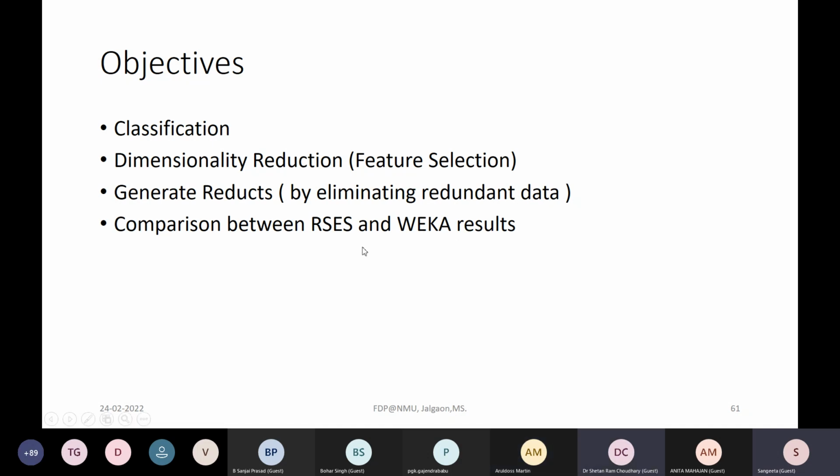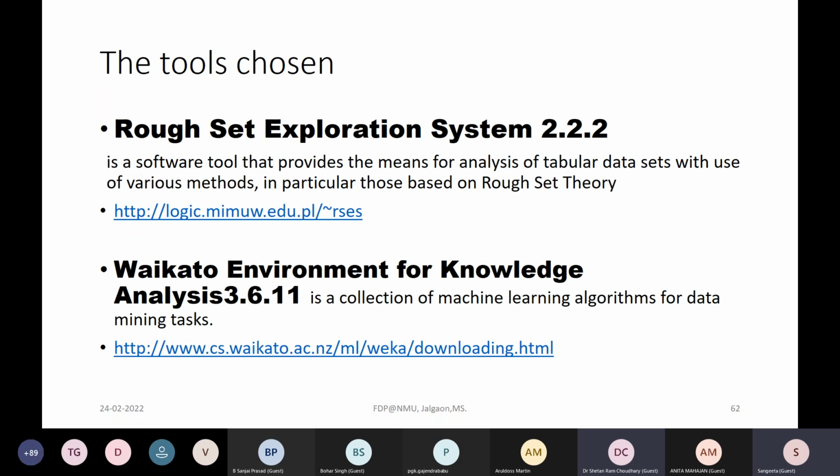So these are the tools, so that we get a comparison to see how much accuracy comes from 2 different tools. RSES is the Rough Set Exploration System, which was done long back, 12 or 13, I think, 14, I forget. So that was the version at that time. These are all freely available, you can download and use them, and this is based on rough set theory.